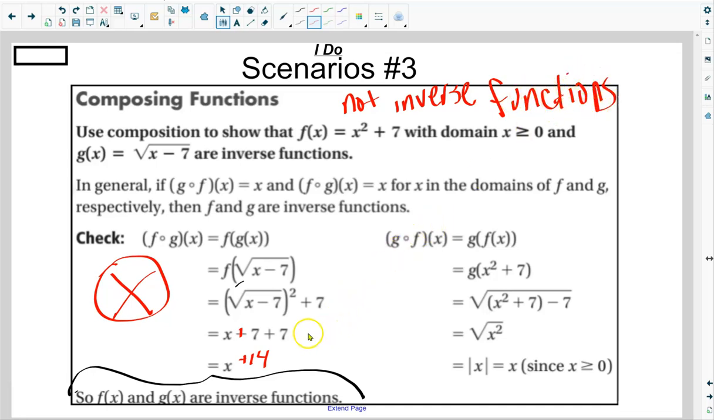So again, you might want to replay it, but you're going to take two compositions. F of g, if you get x as a result, run the second test, switch it, g of f. If after simplifying you get x, you can say they're inverse functions. If at any part of these two tests you get x plus whatever, or anything besides just x alone, then you say not inverse functions.